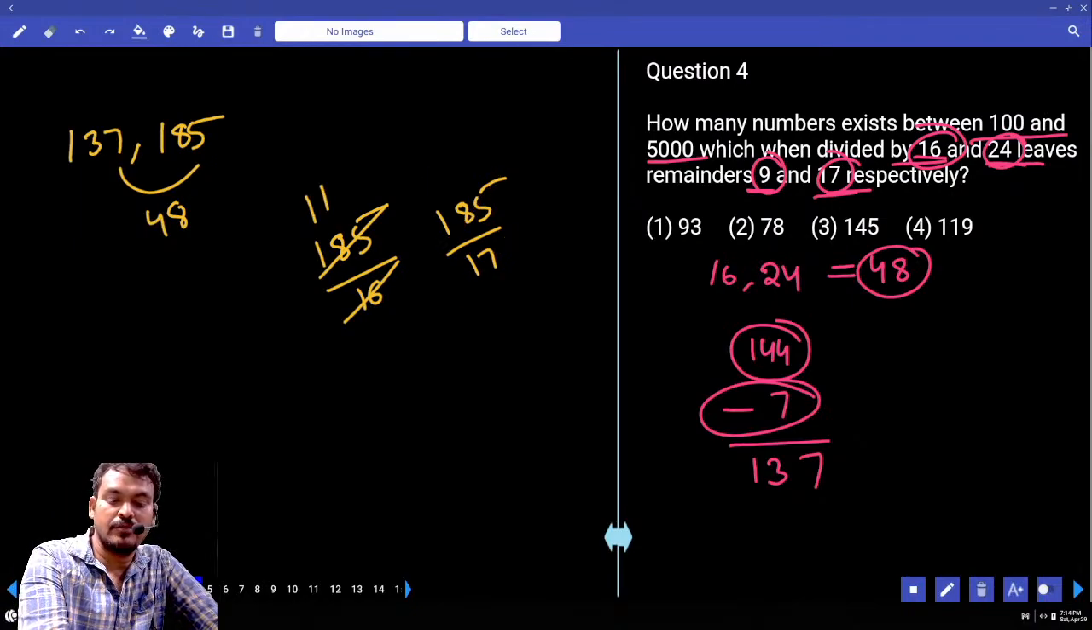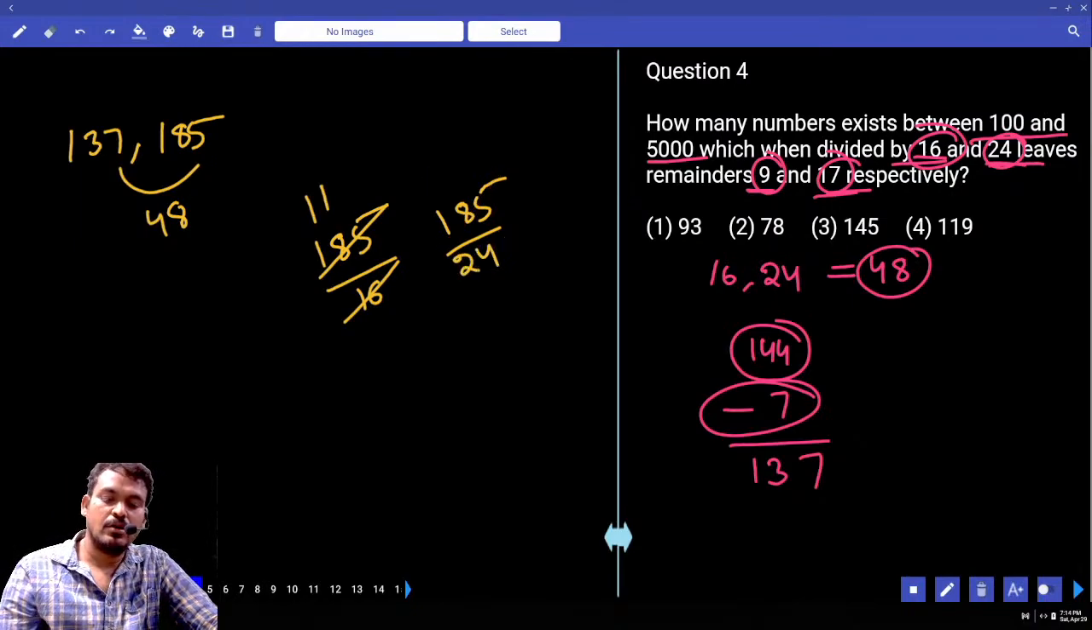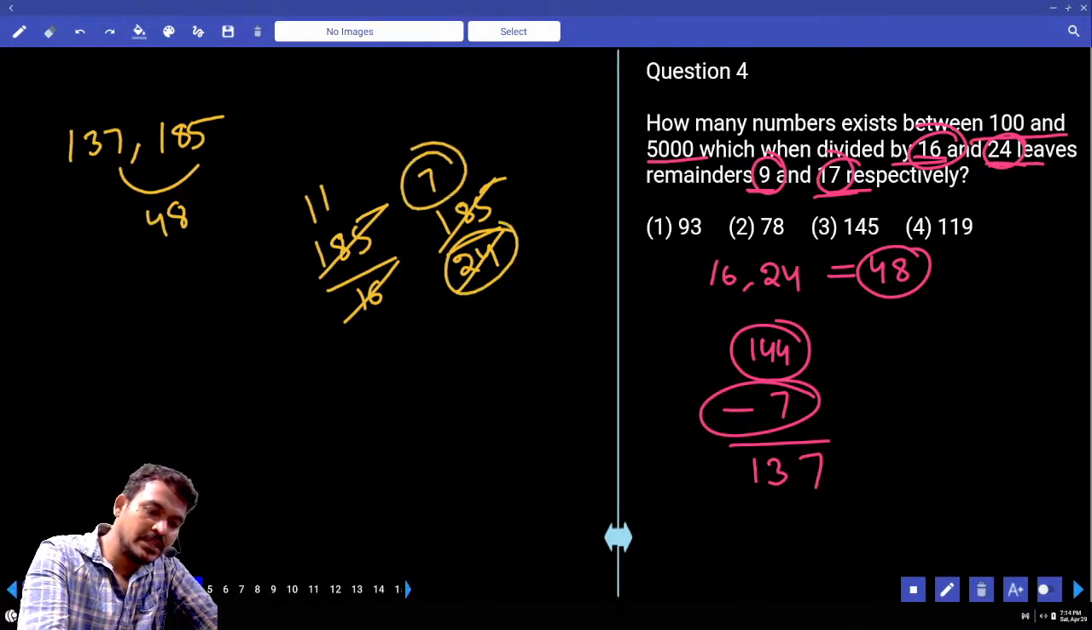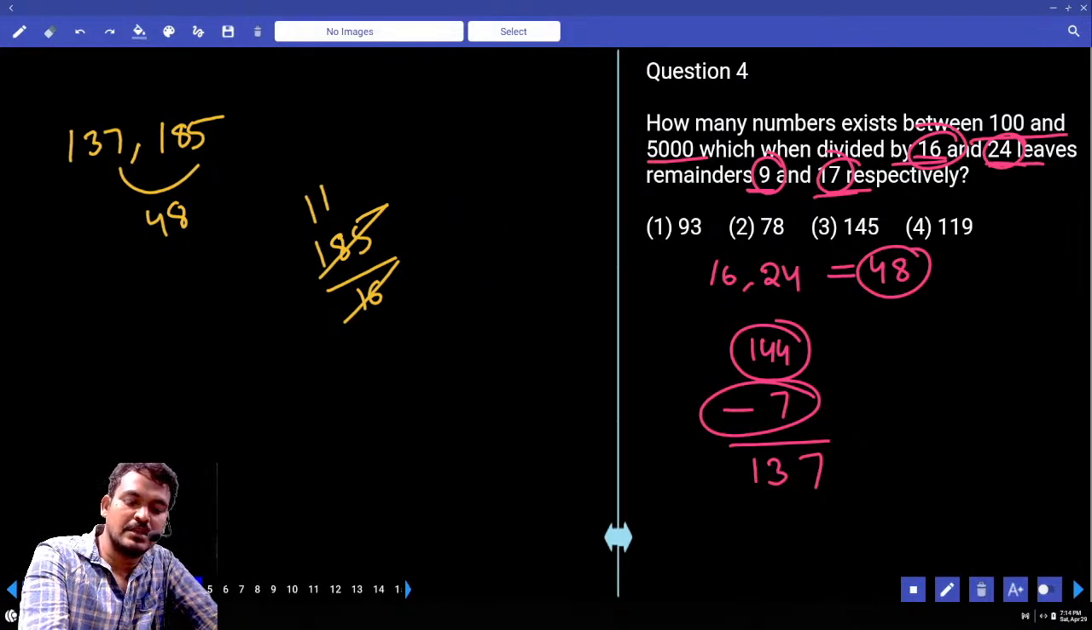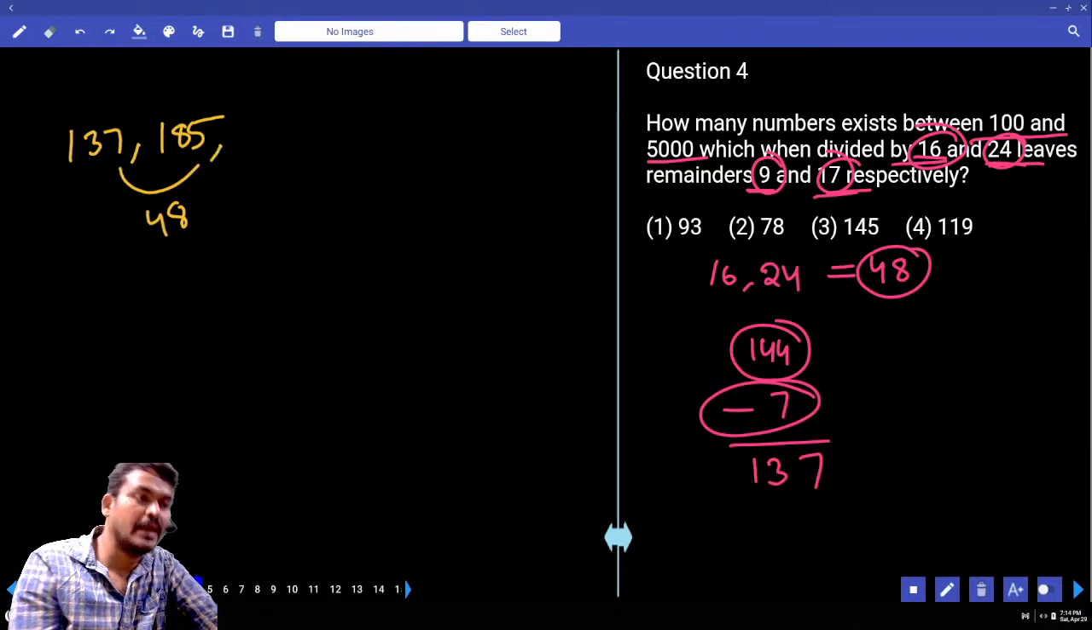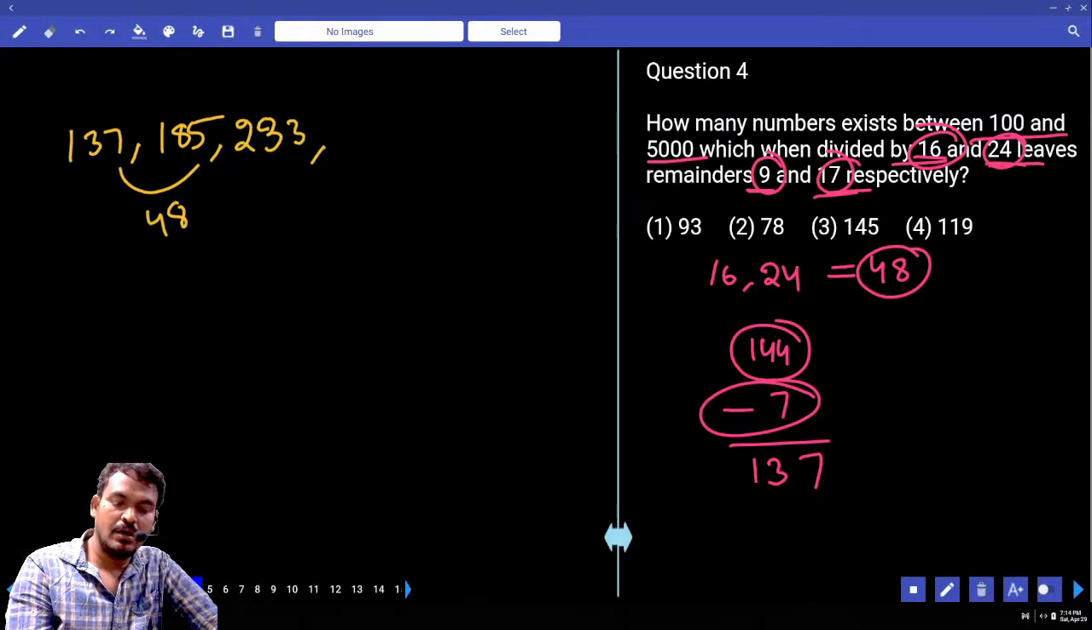Sorry, is it divided by 24 or 17? 24. 24 almost 7 times or not? 24 sevens are how much? 168. What is the remainder? 17. Means the first number is how much? 137. Second number is how much? 185. Next number, 185 plus 48, it is 233 or not? So on.